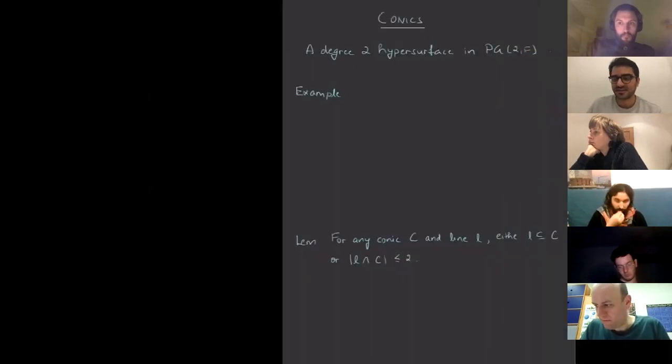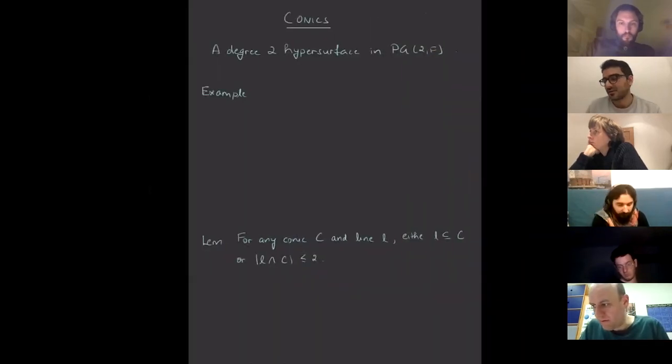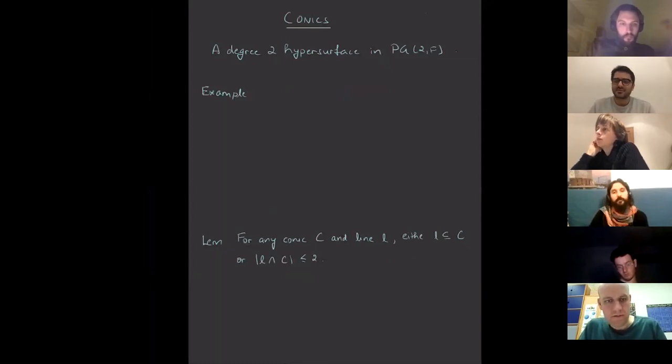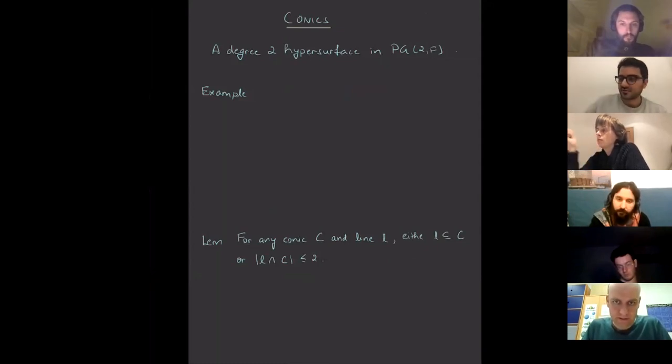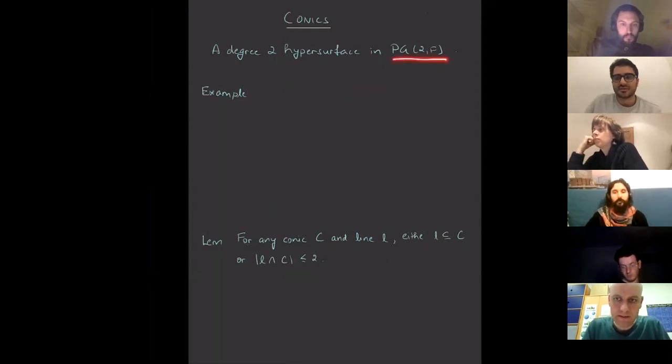What we are really interested in for now is degree 2 hypersurfaces. They will reappear much later in the course because we really understand degree 2 hypersurfaces quite well. And they give you interesting geometries, which you can use in combinatorics or wherever. For now, let's focus on degree 2 hypersurfaces in the two-dimensional case, so in the projective plane. These are known as conics.